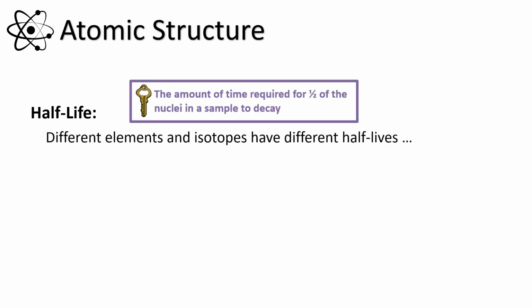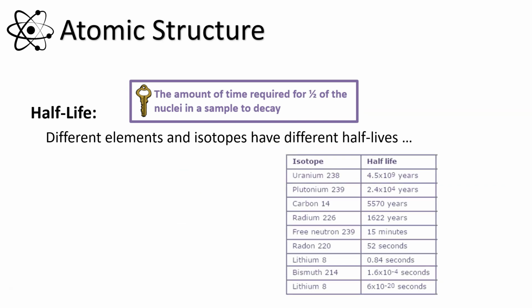So we're going to end this by just focusing on two things. The first is just letting everybody know that different elements and isotopes have different half-lives. If you took something that's relatively stable, like uranium-238, it's going to take 4.5 billion years for half of the isotopes in a sample to decay. So the more stable it is, the longer the half-life is going to be.